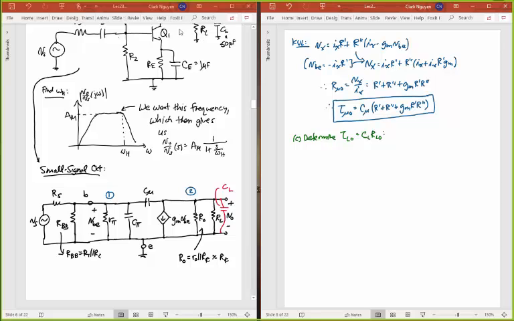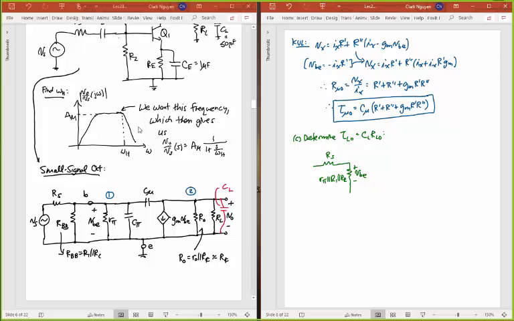So to do that, I have to do the same thing. I'm going to open circuit C mu. I'm going to open circuit C pi. I'm going to ground out Vs here. And so if I do that and I redraw this small signal circuit, I'm going to end up with the following. Rs is going to be there. I'll have R pi parallel R1, parallel R2.